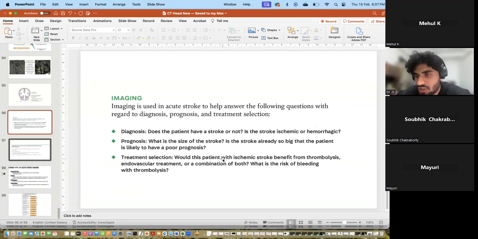Actually, stroke is altogether a different section, and I'll cover it later on. I have the slides and other things as well, but it requires a complete lecture. I'm not covering stroke completely because we use CT angio as well, based on whether there is any large vessel occlusion or not.